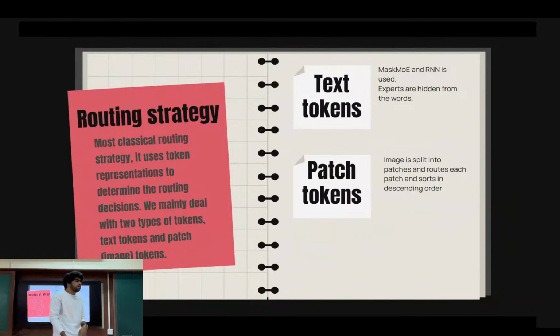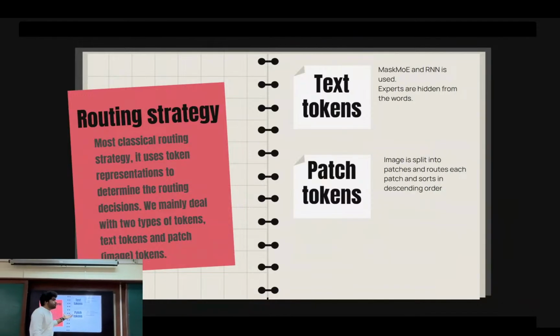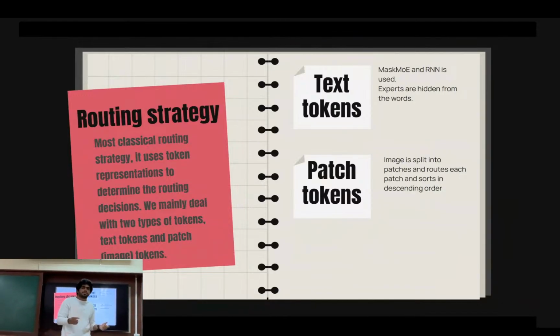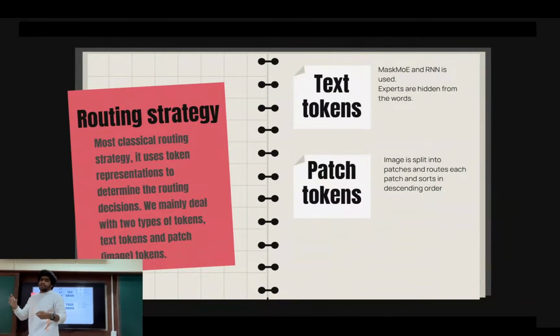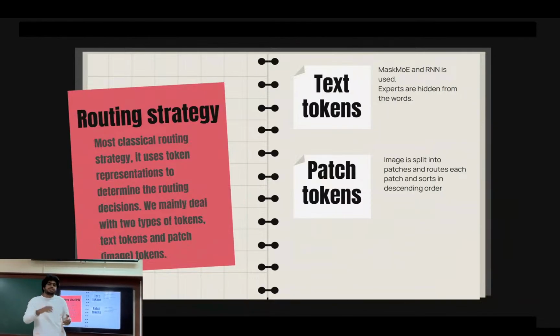where it's been assigned. Moving on to patch tokens, or image tokens: you take your image and it's split into multiple tiny patches. Then each of them is calculated and given a score or an importance, and that is put in descending order, and based on that descending order, we assign experts.